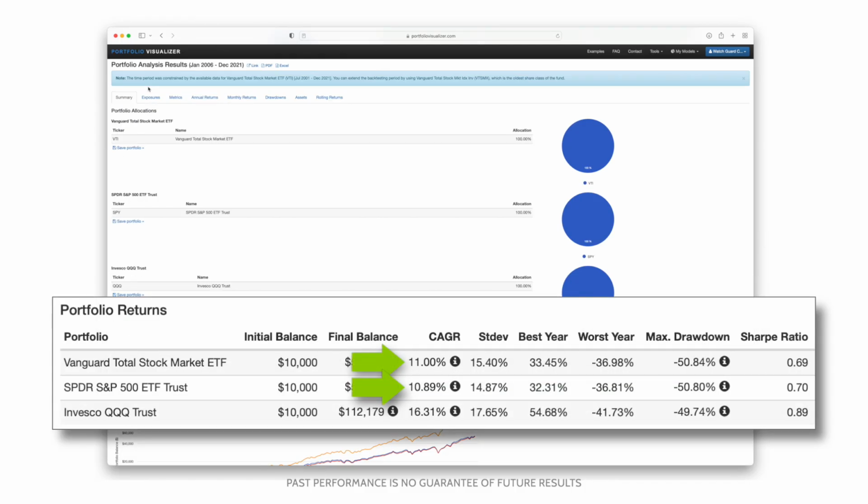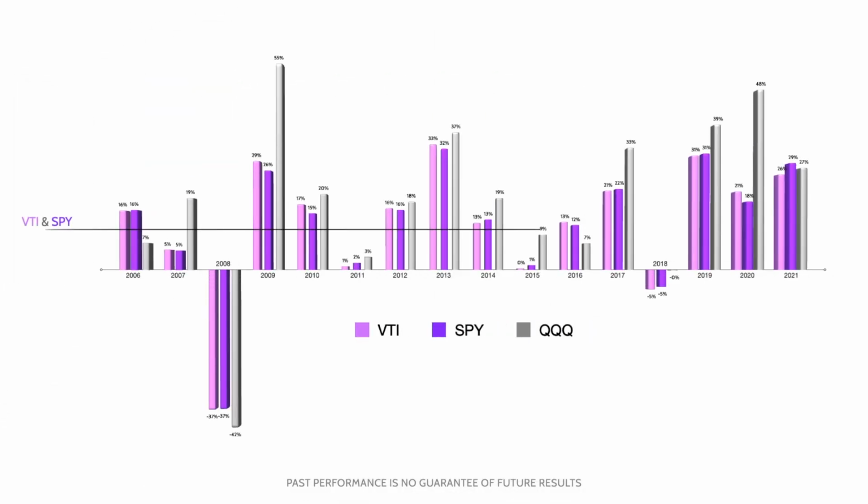VTI and SPY had compounded annual growth rates of 11% and standard deviations of 15%. The Triple Qs had a compounded annual growth rate of 16% and a standard deviation of 17% over that time period. And here are the actual annual returns and lines showing those compounded annual growth rates. And now you have 3 core investments to start your portfolio and use as benchmarks in the future.